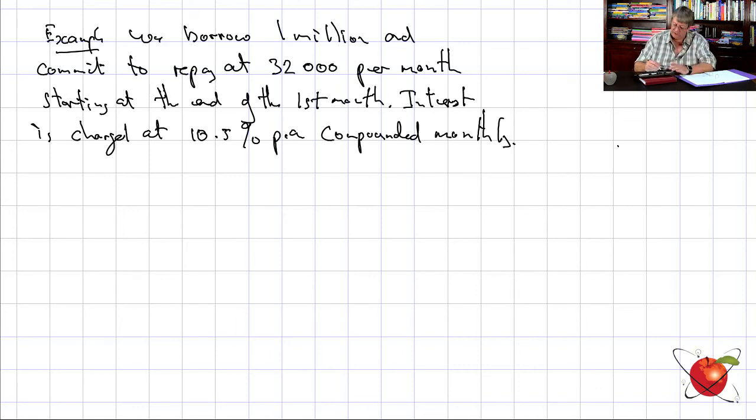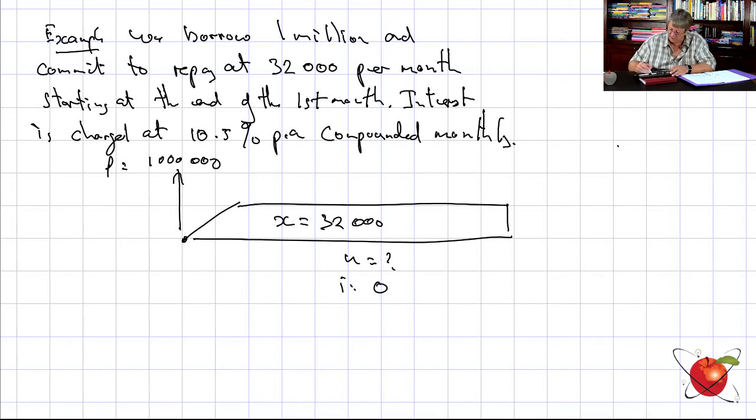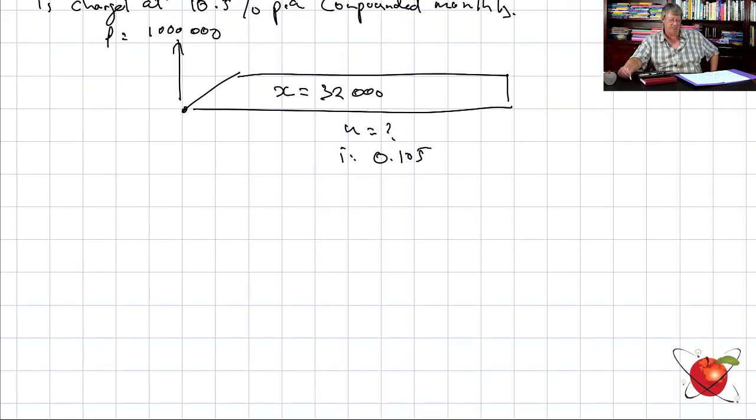So let's just have a look at a timeline first. So I'm going to put this in here. There it is, there's my time. And I can put in here straight away, this is 1 million, and that is P because it's current. And X over here is 32,000. N is unknown. I is equal to 10.5%, 0.105. Do you see that? N is not known in this case, so therefore, we have to calculate N. How long to repay this?